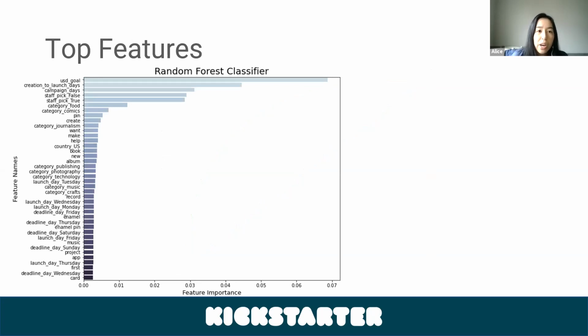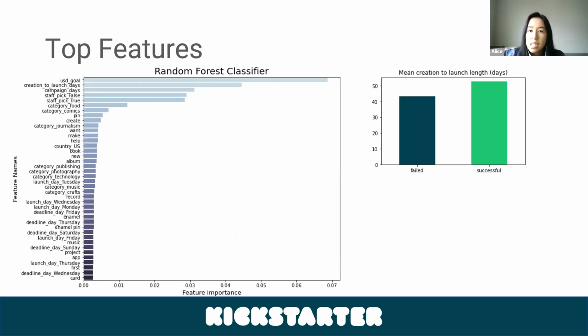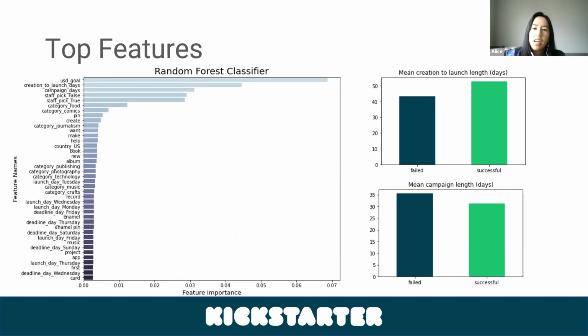As you can see, there's a variety in terms of campaign characteristic features or categories or words that came from the NLP vectorization. Just to highlight a couple of the top features, you can see that successful projects typically take about 10 more days to launch on average in between the creation and its launch date.